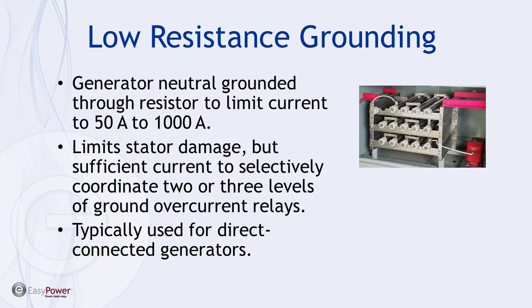But the advantage is that if I have a 200 amp resistor, let's say, with 200 amps flowing, I can use my normal ground overcurrent relays to detect that and to selectively coordinate. So on a direct connected generator where I've got other plant loads and other plant switchgear and relaying, I can coordinate those so I maintain selectivity. With high resistance grounding, that's not easy to do, but with low resistance grounding, it's fairly easy to achieve. The trade-off is you're going to have more damage when you do have a fault in the stator core.